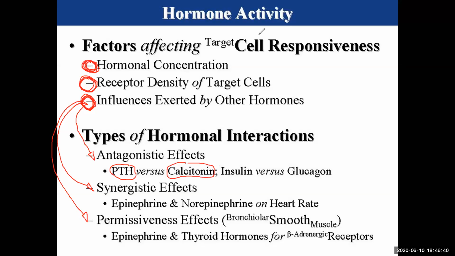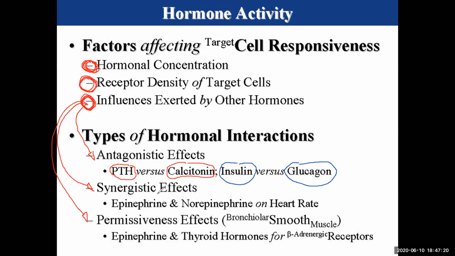Same thing here, insulin and glucagon have opposite effect. Insulin will decrease glucose concentration in your blood. Glucagon will increase glucose concentration in your blood. So when your blood concentration of glucose spikes, insulin is released. When blood glucose level drops, glucagon is released. So those are examples of opposite effect. We call it antagonistic effect.